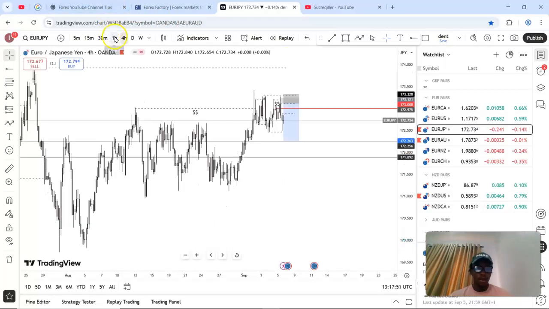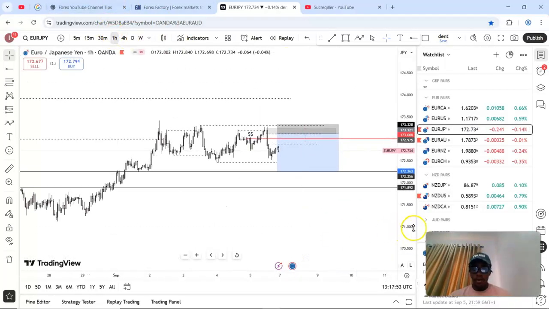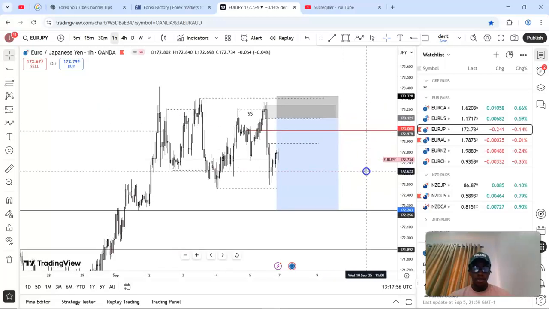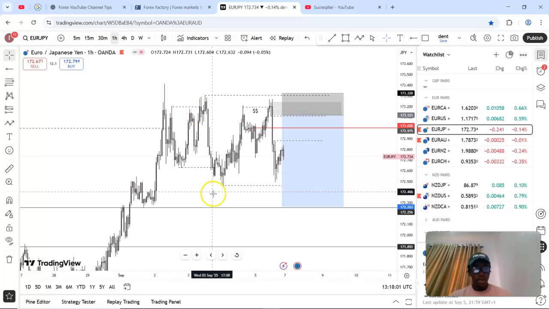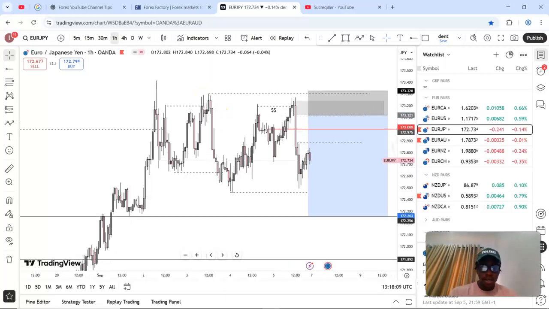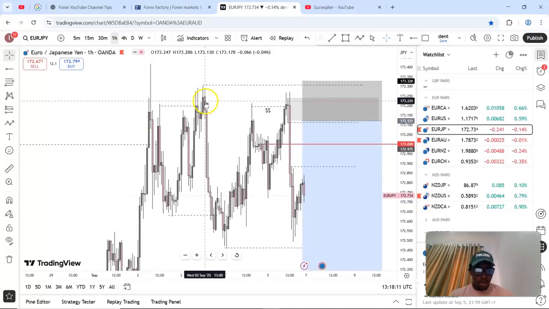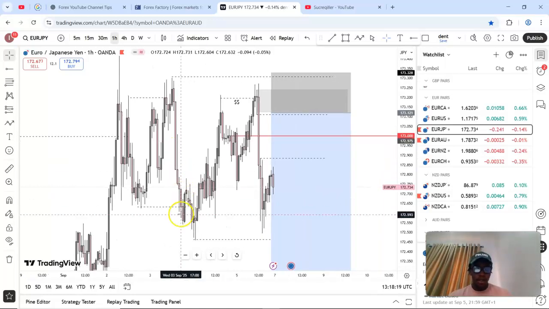EURJPY. Go to the 1 hour time frame. Also on EURJPY, I'm looking at a potential sell. As you can see, it has been doing this sell for some time now. Let's see, this was on Wednesday. The momentum of the sellers, let me show you. This sell happens in 1, 2, 3, 4, 5 hours of sell. Then when buyers are trying to step in, it takes a lot of time. So it's showing the sellers' pressure is still much there.